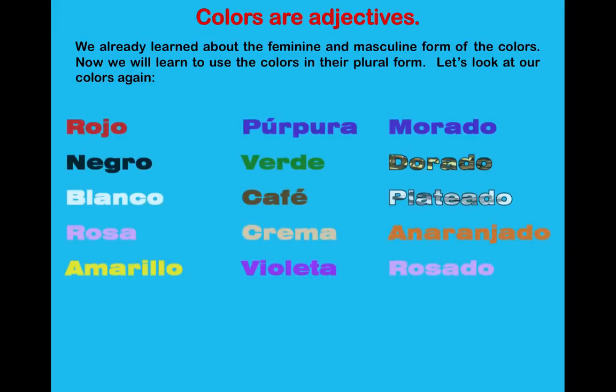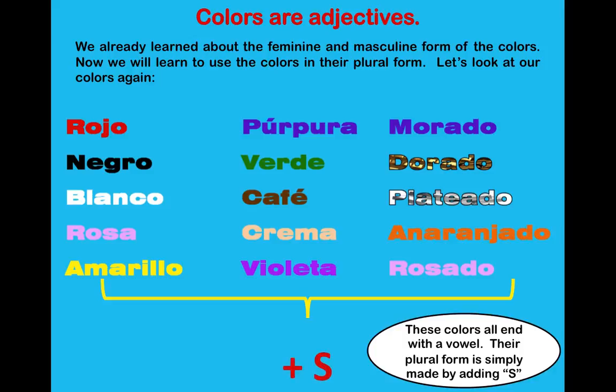We have rojo, negro, blanco, rosa, amarillo, púrpura, verde, café, crema, violeta, morado, dorado, plateado, anaranjado, rosado. All of these colors end on a vowel. So all we have to do is add an S. So to form the plural, we add the letter S.